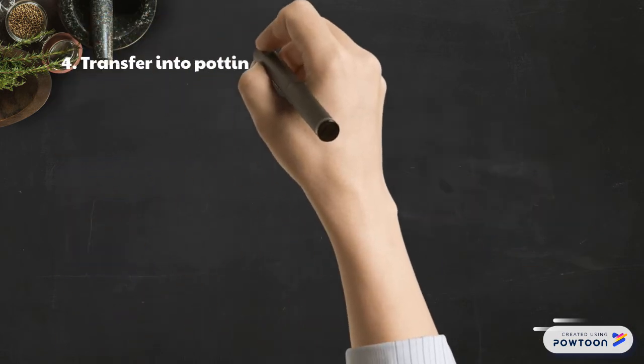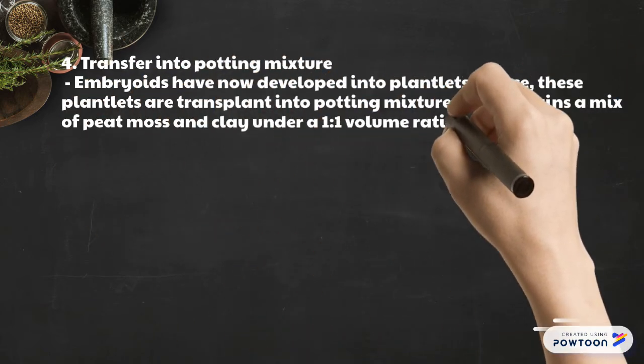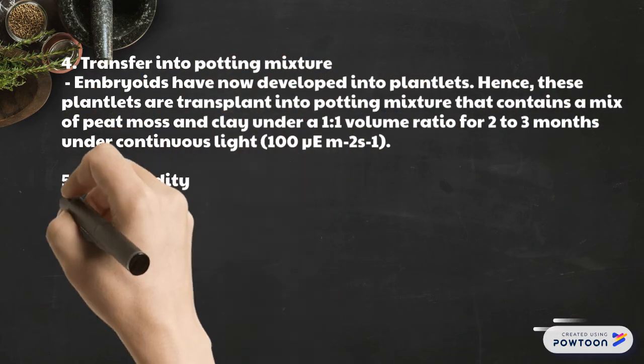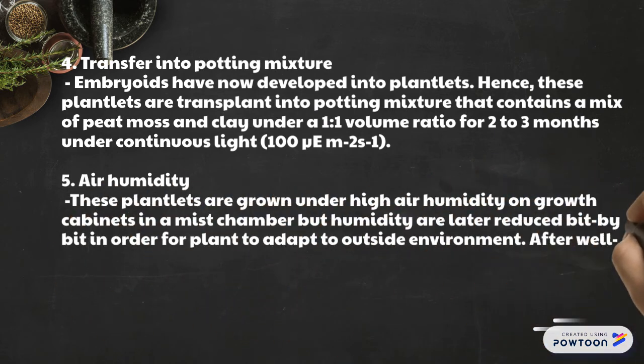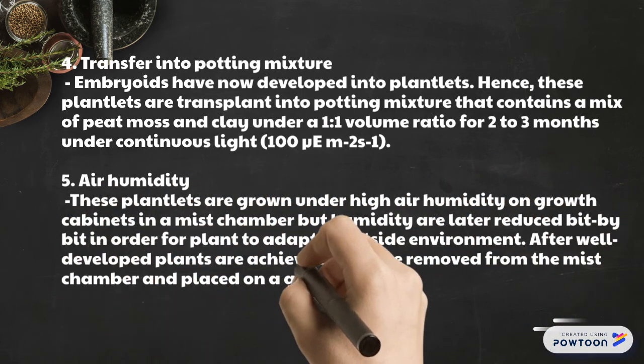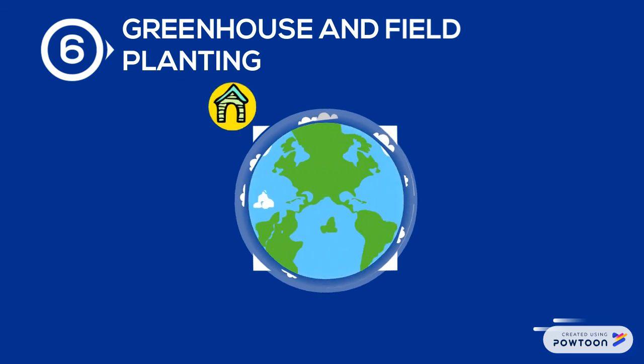The well-developed plantlets are then transplanted into potting mixture. These plantlets are grown under high air humidity on growth cabinets in a mist chamber, but humidity is later reduced bit by bit. Next, pots are placed on a greenhouse bench for further growth. Lastly, the final step is greenhouse and field planting.